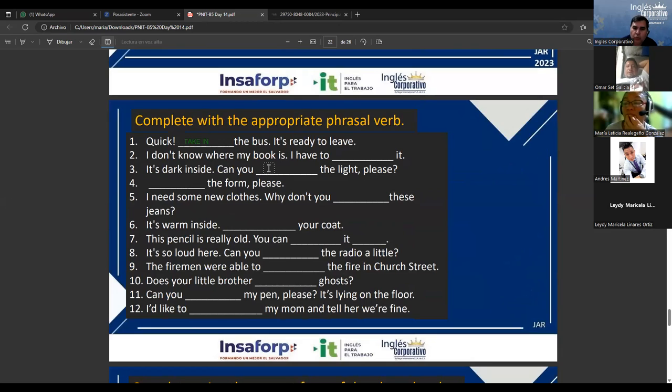Number two. Where is my book? I have to look for it. Look for it.